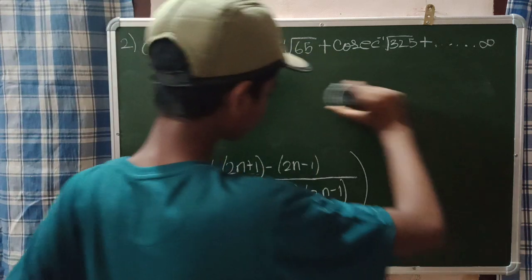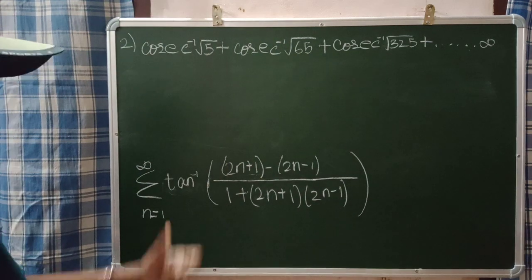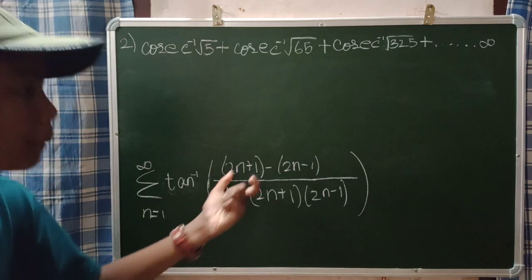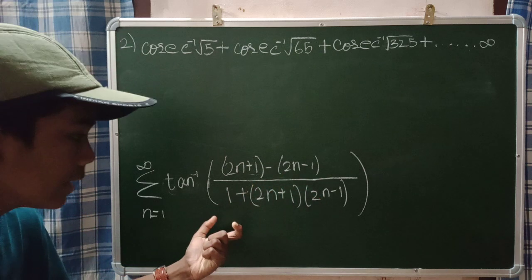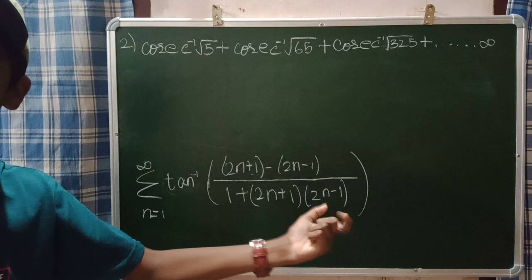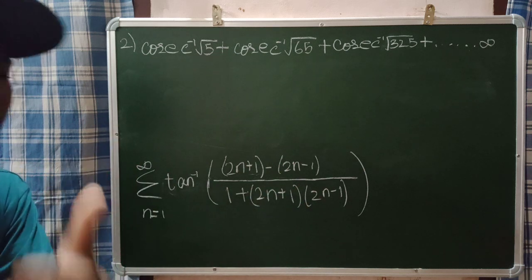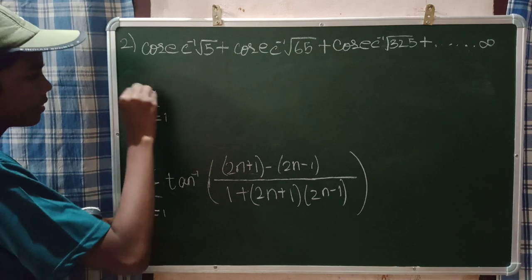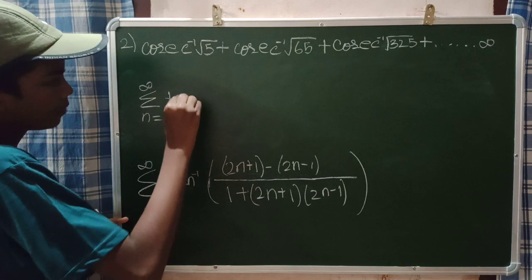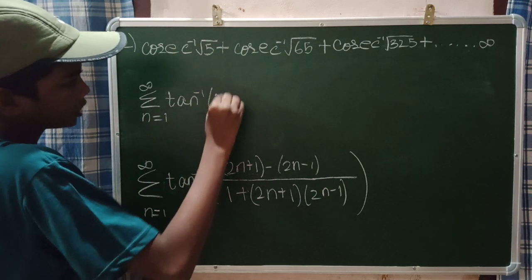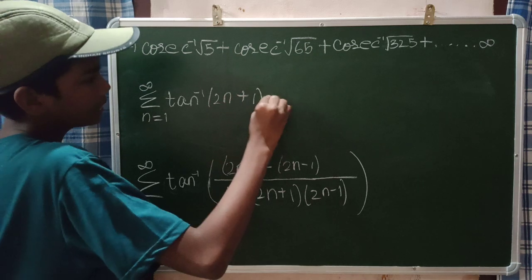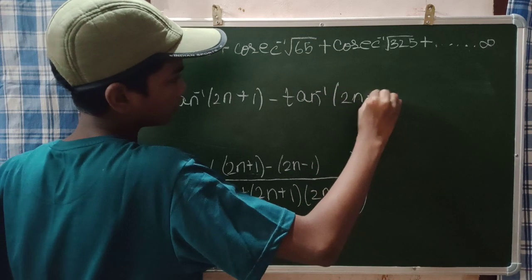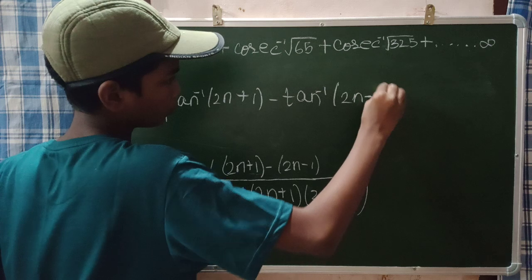Now this looks like a form of tan inverse of a, which is 2n plus 1, minus b, which is 2n minus 1, by 1 plus ab, which is 2n plus 1 into 2n minus 1. Does it look like the form? Yes. If it looks like the form, I can write it as summation of n equals 1 to infinity of tan inverse of a, which is 2n plus 1, minus tan inverse of b, which is 2n minus 1.